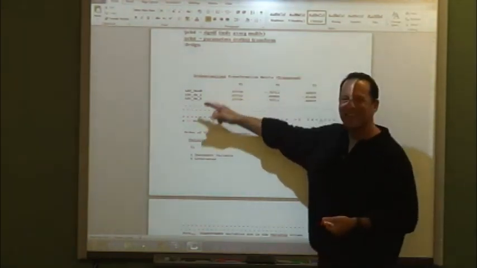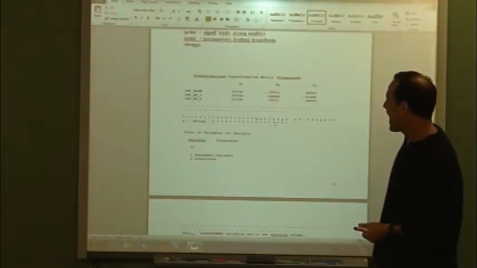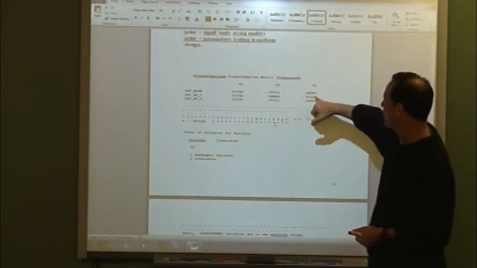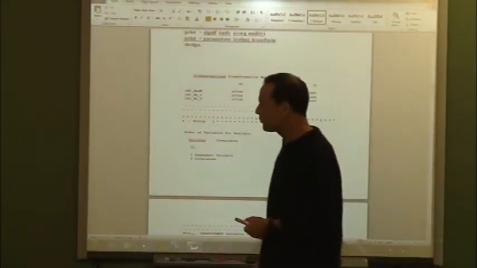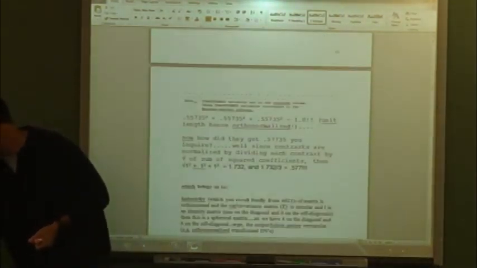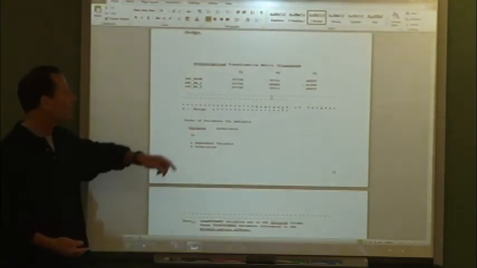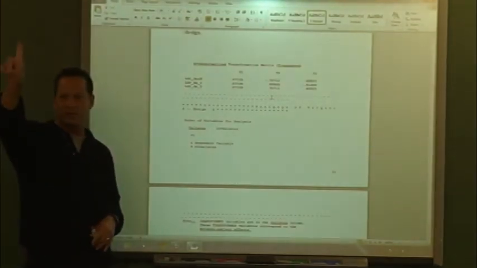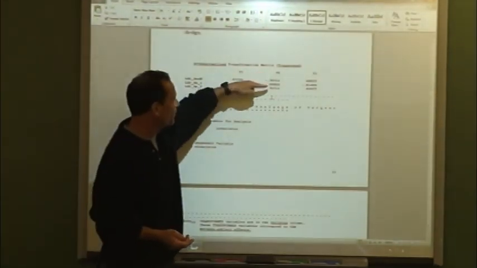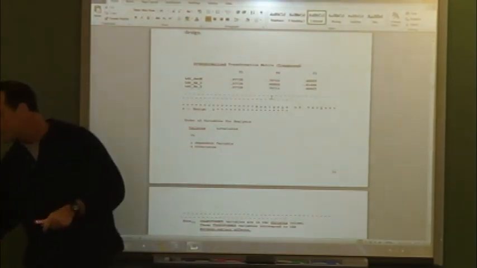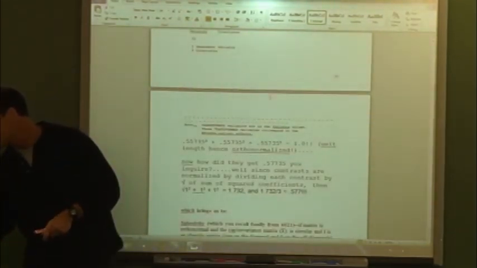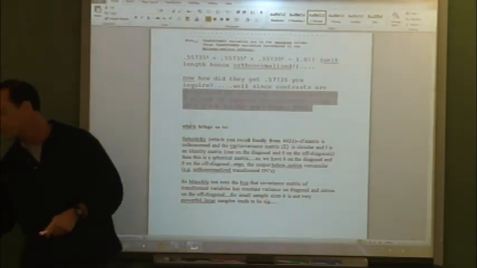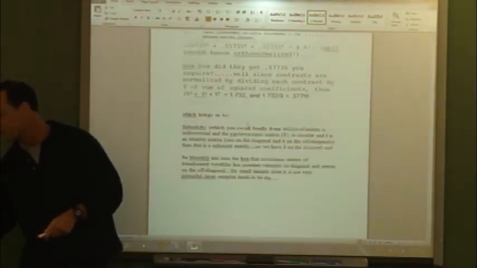Okay, yeah. So no, this came straight from SPSS, and you get for each one of these orthonormalized vectors, I guarantee you, as you will soon see, what if I square each of these? 0.57 squared plus 0.57 squared plus 0.57 squared. Guess what that's going to equal? 0.707 squared plus 0.707 squared. So what's going to help everybody? Contrasts are normalized by dividing each contrast by the square root of the sum of squared coefficients.